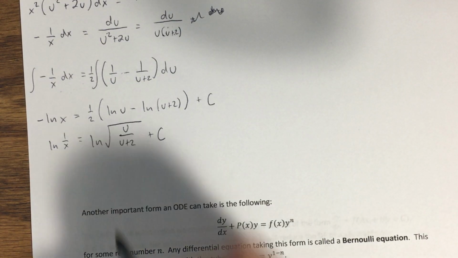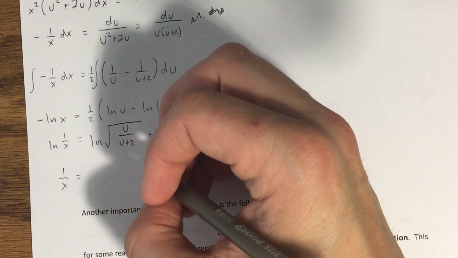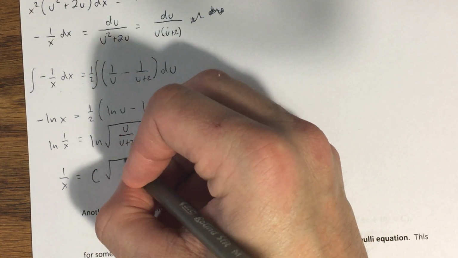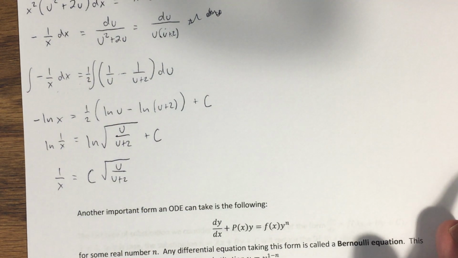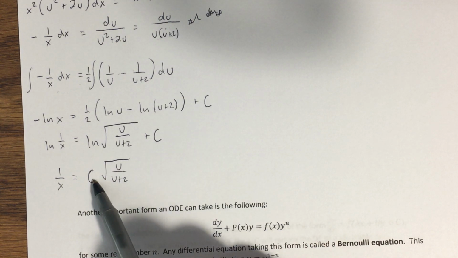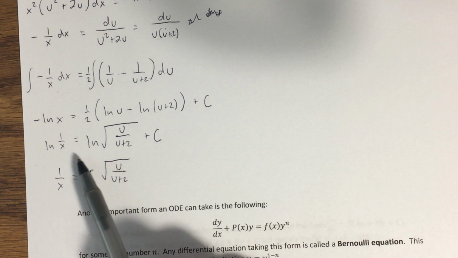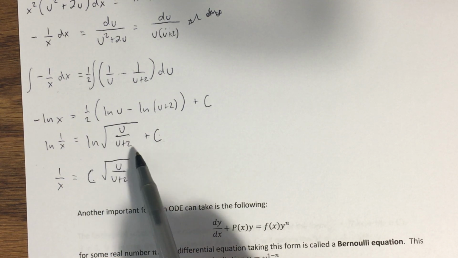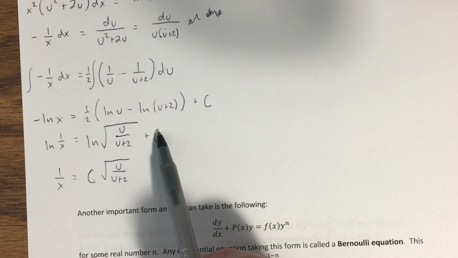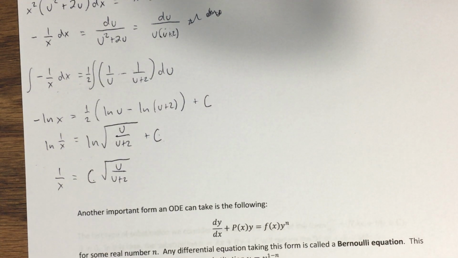And then to cancel the natural logs, I need to take e to the power of both sides. So I get 1 over x equals c times the square root of u over u plus 2. Again, a lot of algebra that I'm skipping here. And remember, this c is technically not equal to this c. Just as a reminder, if you take e to the power of both sides, I get e to the power of this plus this. I can split that up into e to the power of this times e to the power of c, and that e to the power of c is just a constant anyway, so I turn it into a constant c that I multiply here. We've done that before, but this is just kind of a reminder.